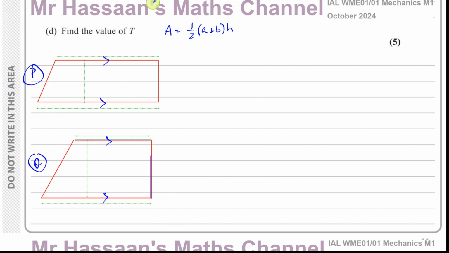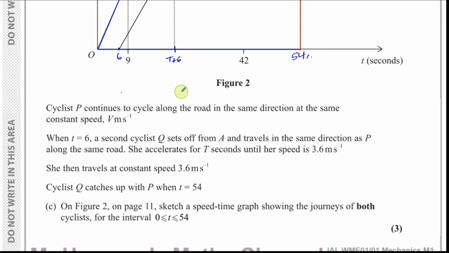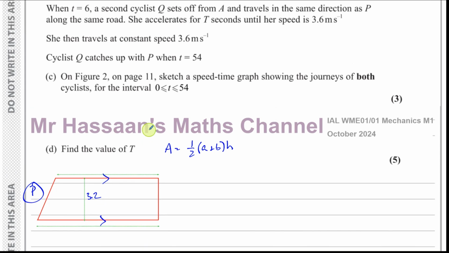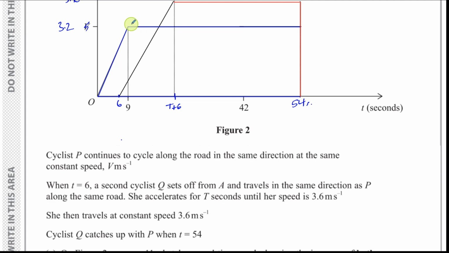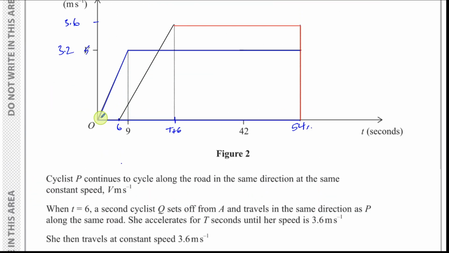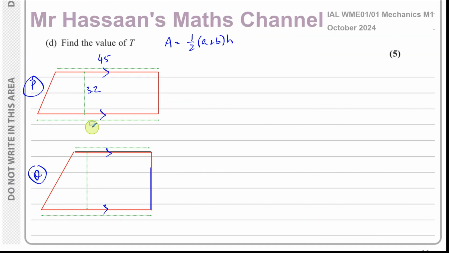So for the trapezium that represents P, which is this one here, we see the distance between the parallel sides is 3.2. So here we have 3.2. And we see that the length of the top of it goes from 9 to 54. So 54 minus 9 is 45. So here you have a length of 45. And the length of the other parallel side for the blue trapezium for P is from 0 to 54. So we can actually work out the exact distance they both traveled by this trapezium.